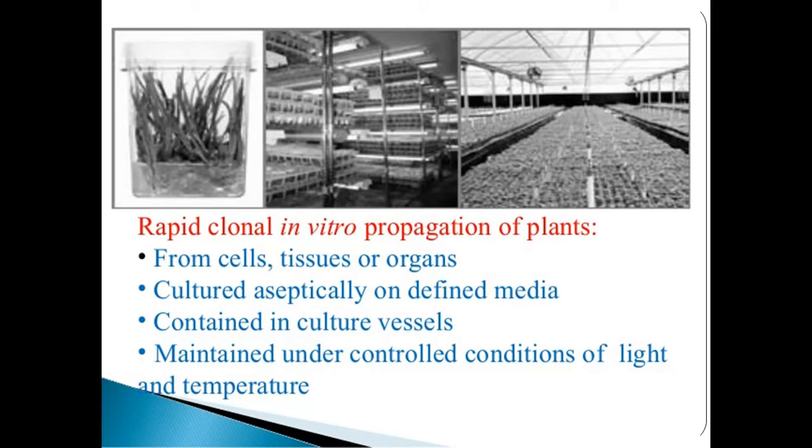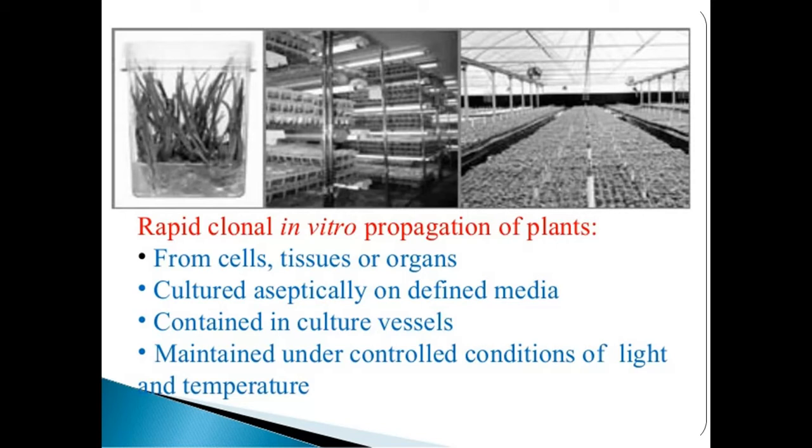Now here you see this diagram. Here is the rapid clonal in vitro propagation of plants. How the plant can be propagated. First we take the cells, tissues or organ, then we culture aseptically on the defined media in the culture rooms and the culture vessels, then maintain controlled conditions. We should maintain the controlled condition of the light and temperature.